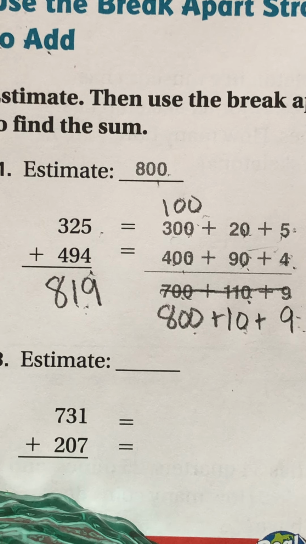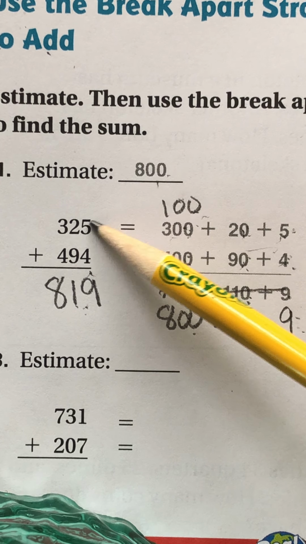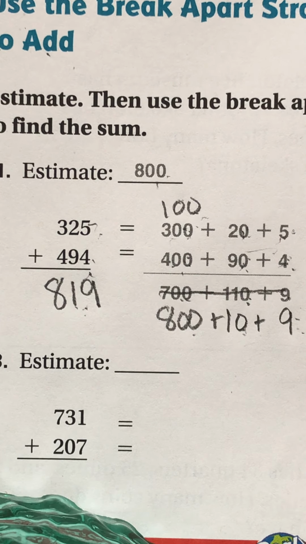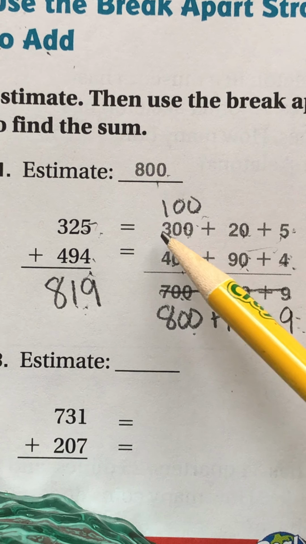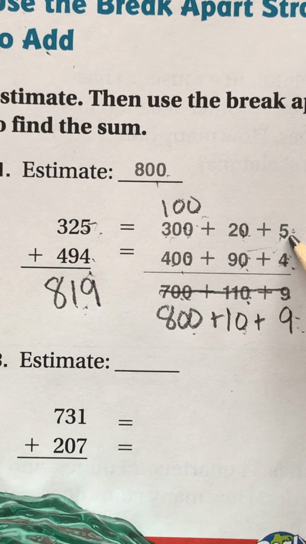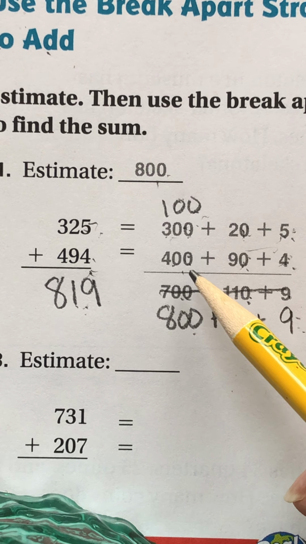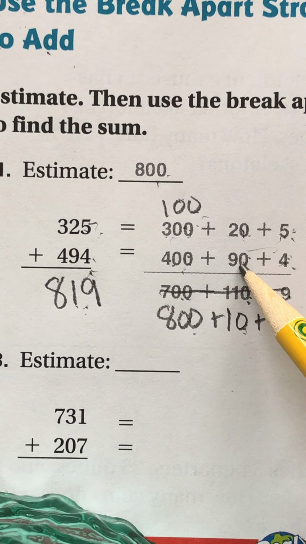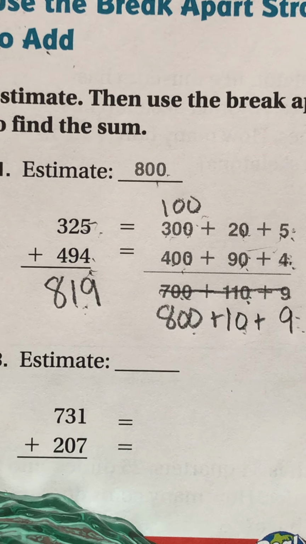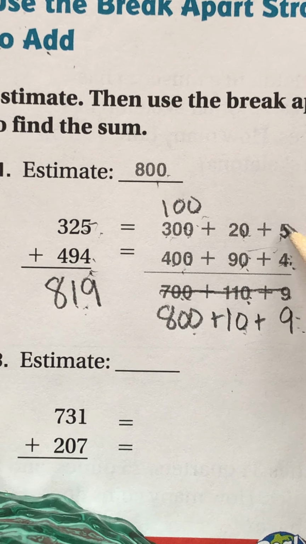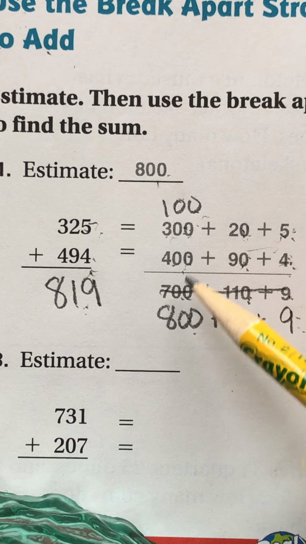It shows here that you have to estimate and then use the break apart strategy to find the sum. So here's what I did for you. There's 325 and you're adding it to 494. First, you have to break it apart, and they showed that to you. 325 is 300 plus 20 plus 5, so you don't have to write that. Then 494 in the break apart strategy is 400 plus 90 plus 4. You don't have to write that. They did it for you. The only thing we have to do now is kind of change the answer, because they put 5 plus 4 is 9, 20 plus 90 is 110, and then they did 300 plus 400 is 700.